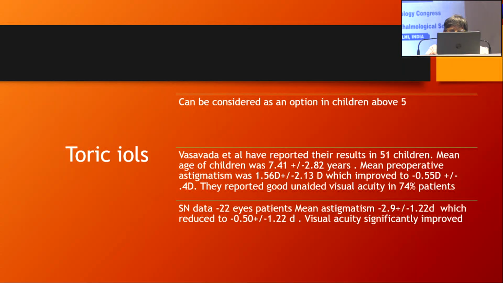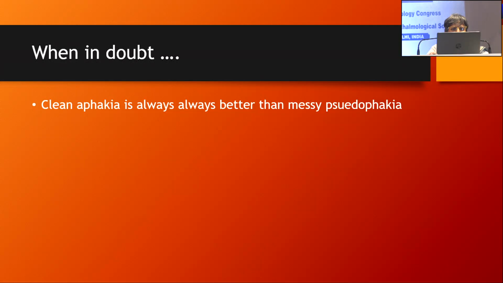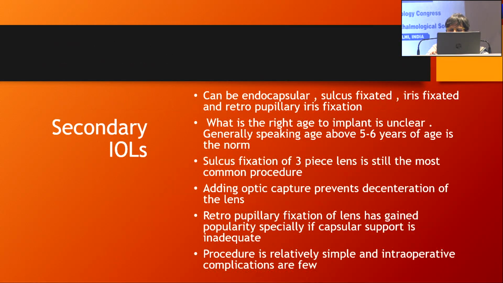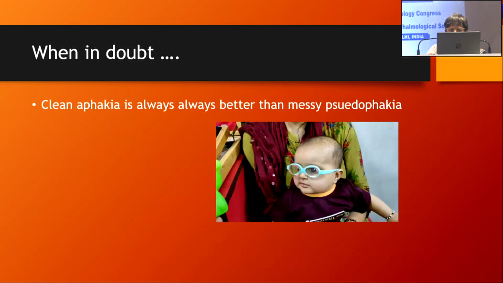There are at least 2 or 3 publications from India on toric lenses, and this is my experience with 22 eyes. Of course, the average age of children in our series was around 10, and we were able to significantly decrease their astigmatism as well as improve the visual acuity significantly. So in selected cases, you can consider toric IOLs in slightly older children. However, when in doubt, I always maintain that a good aphakia is always better than messy pseudophakia.